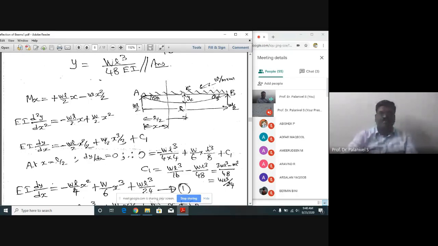Half load is shared to the support. Half load comes to the support. It gives the reaction, the reactive force. The supports offer reactive force. So WL by 2, WL by 2. These are the support reactions.